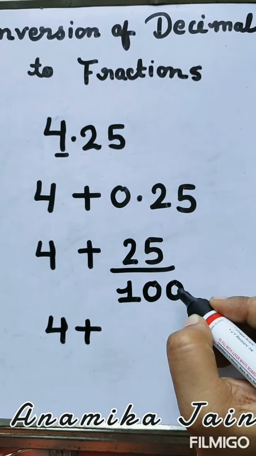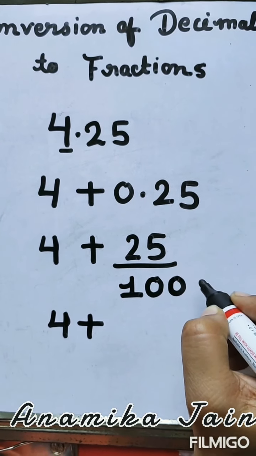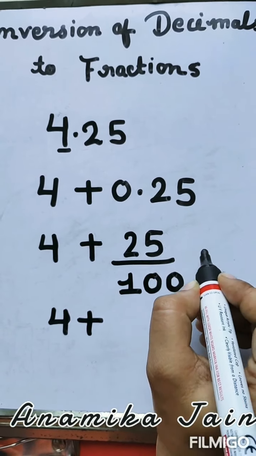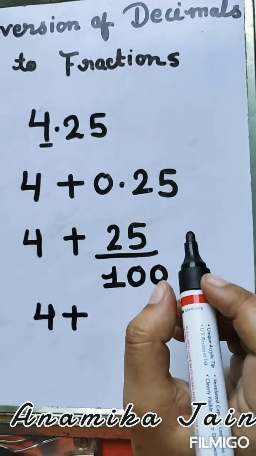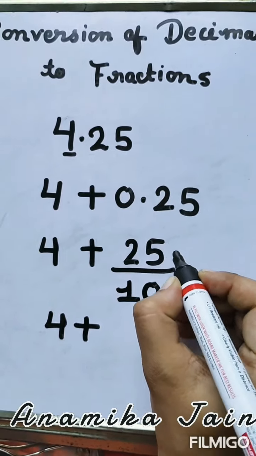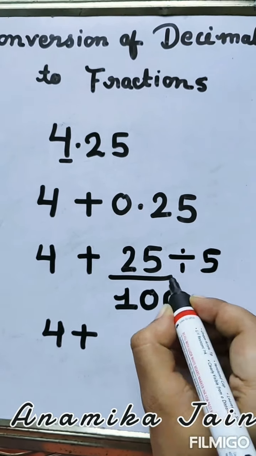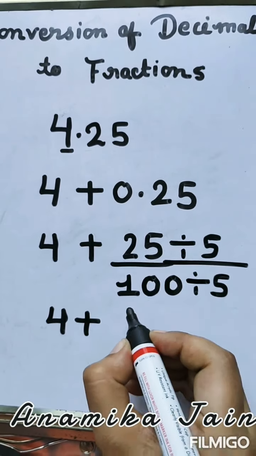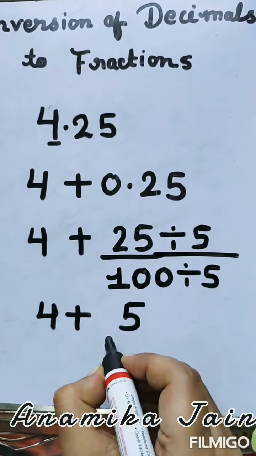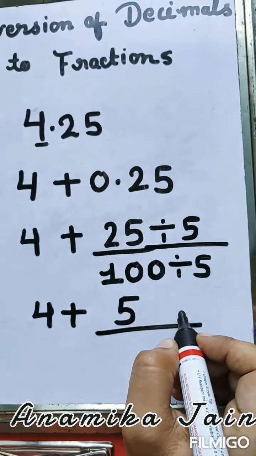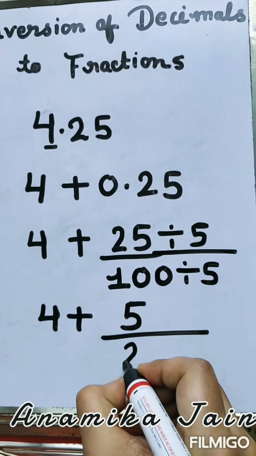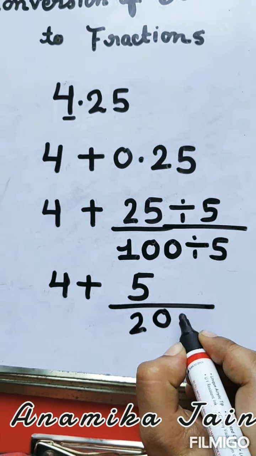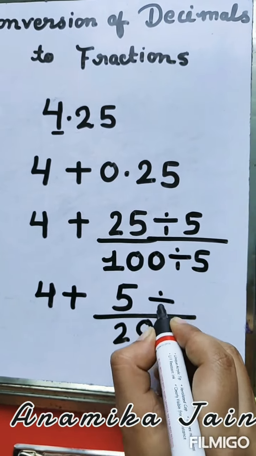Now, is there any common factor between the numerator and denominator? Yes, both can be divided by 5 because we know the divisibility rule of 5. So we will divide both by 5. 25 divided by 5 and 100 divided by 5. What are we getting, class? 25 divided by 5 is 5, and 100 divided by 5 is 20. Again we can see both numbers come in the table of 5, so again we can divide by 5.